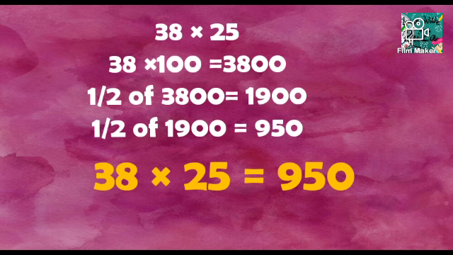So there are two methods of multiplying by 25. So I hope that you have understood the easy methods of multiplying by 19, 21 and 25.